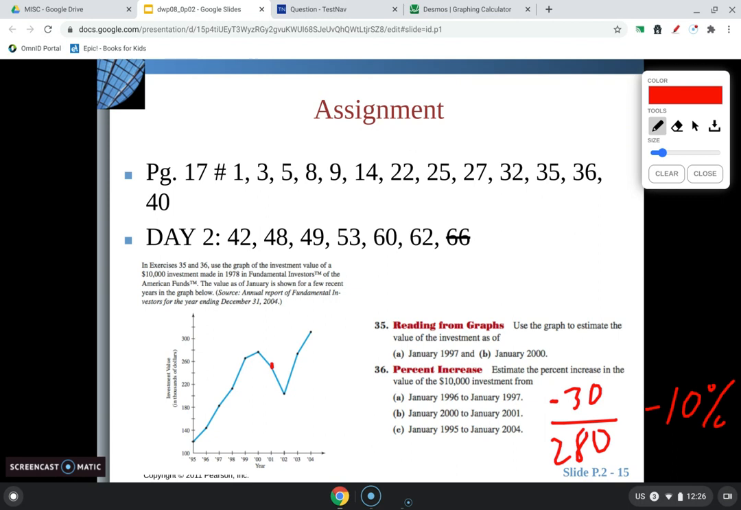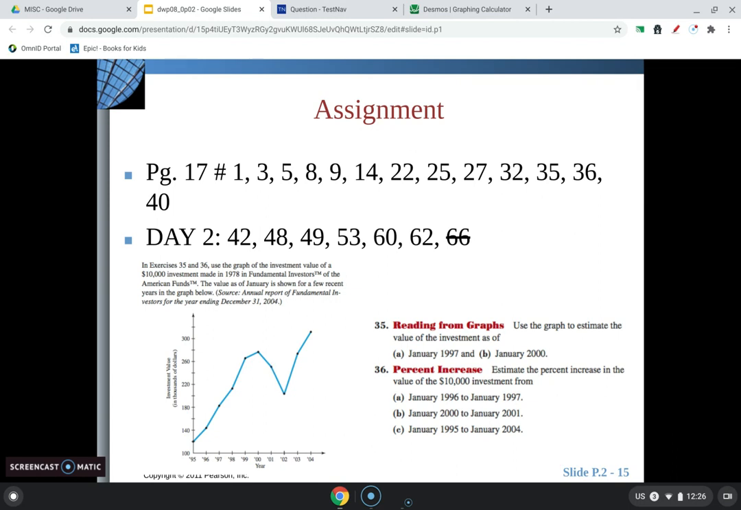All right, let's try one more there. And you can feel free to write these down as you're going through 35 and 36 on the assignment. A lot of these we'll do together, or that I do on here. Feel free to take advantage of that.